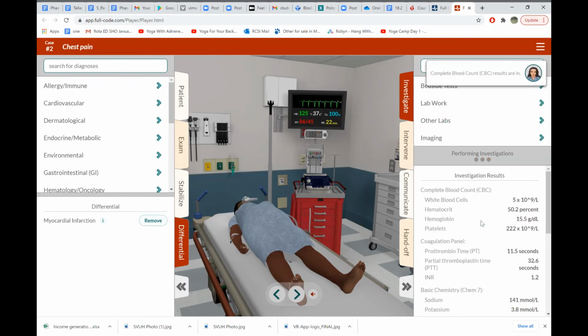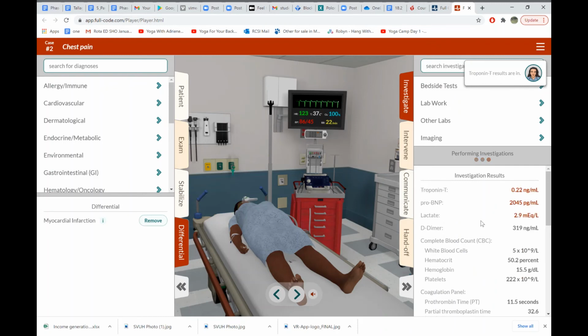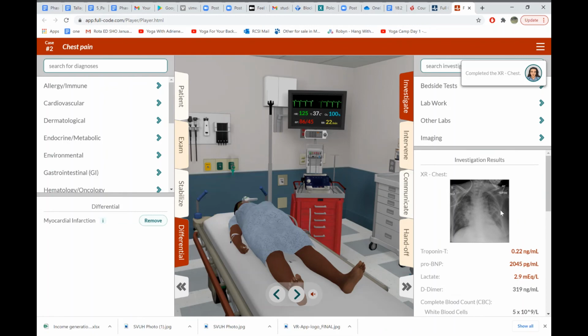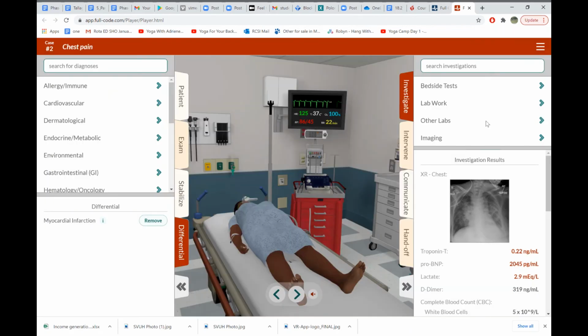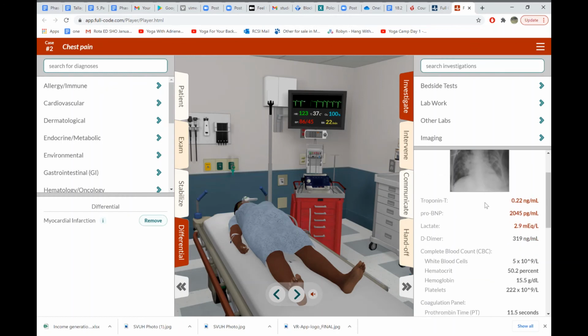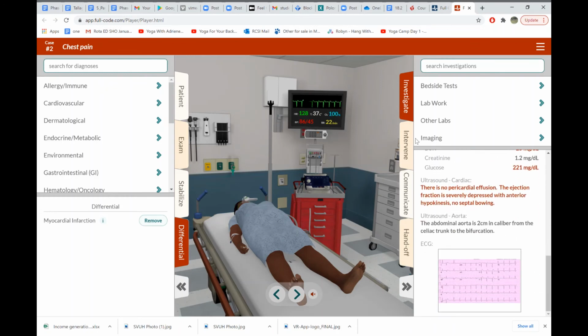So there you go. There's no waiting for the bloods to come back. It's just all back immediately. The troponin is a little bit high, and there's pulmonary edema on the chest x-ray, which is actually reported for you. There's an interpretation of the chest x-ray down here, so the player doesn't even need to interpret it themselves. So that's all fine.